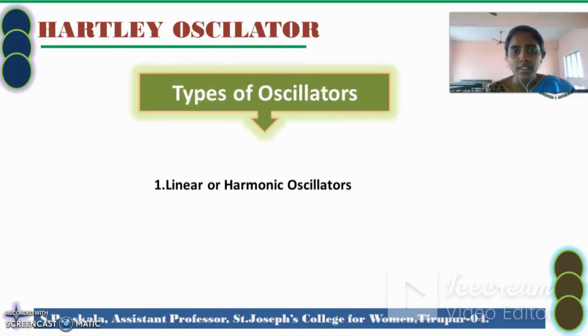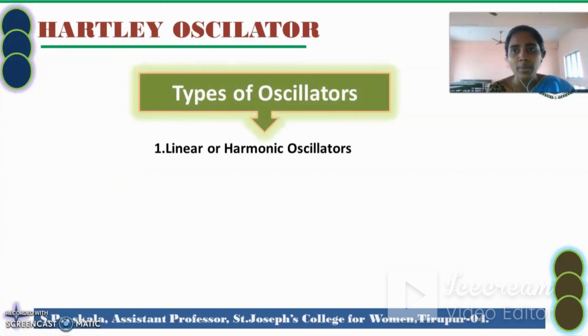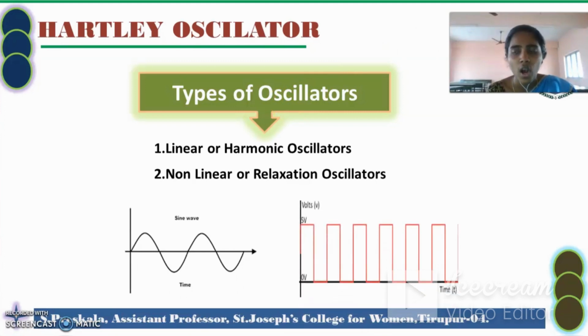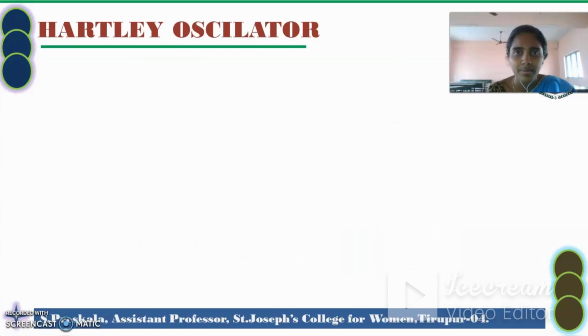Types of oscillators. We have two types of oscillator in the electronics. One is linear oscillator or harmonic oscillator. It produces sine wave. And the another one is non-linear oscillator or relaxation oscillator. It produces square wave or triangular wave, etc.